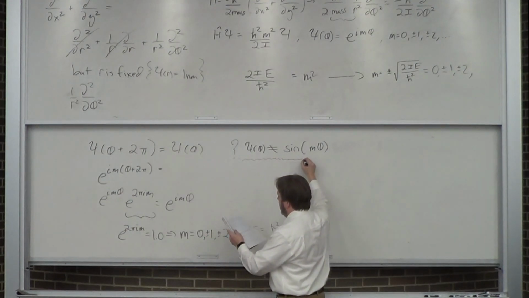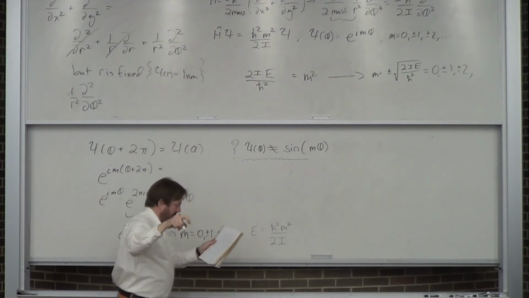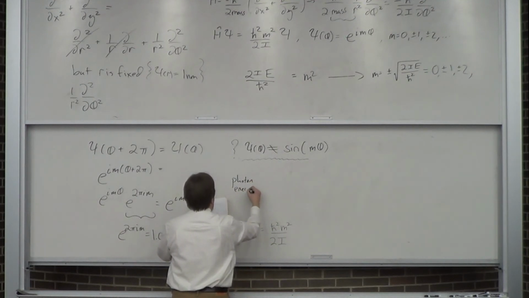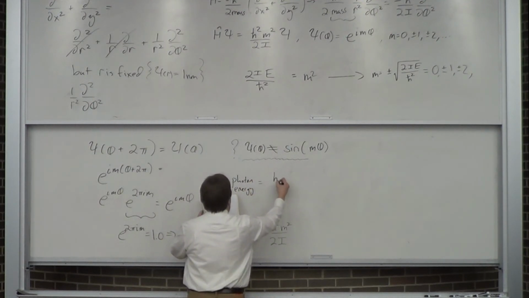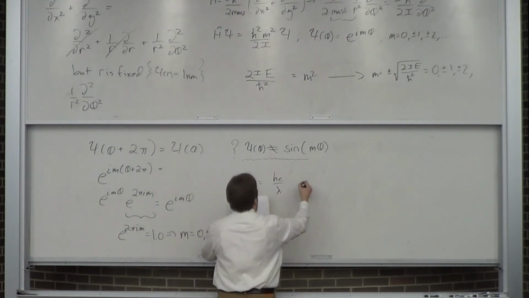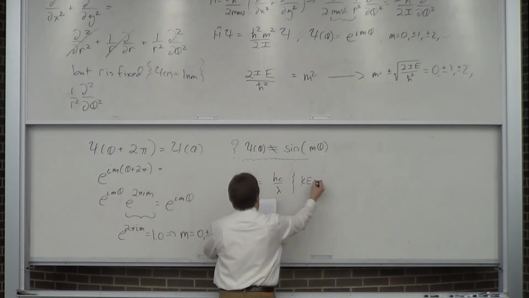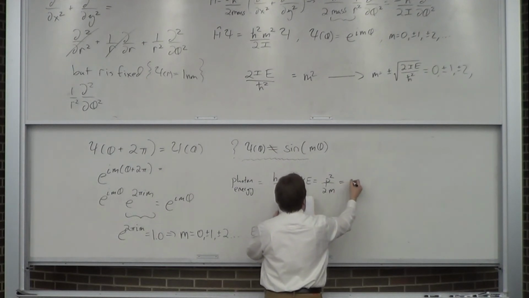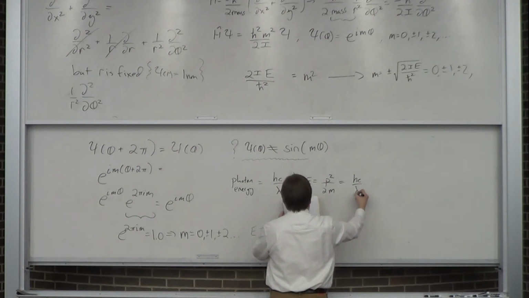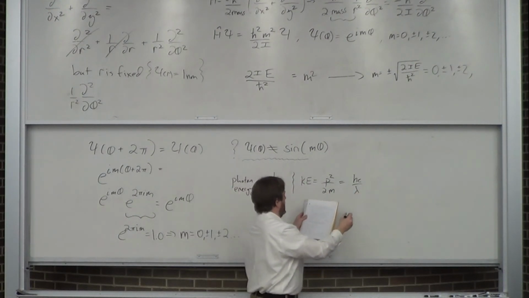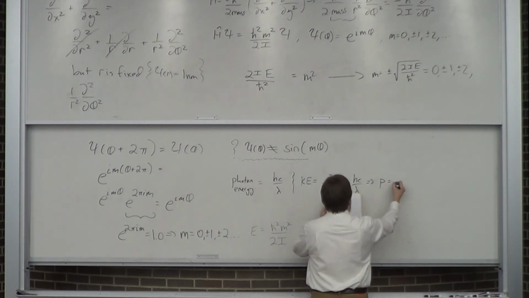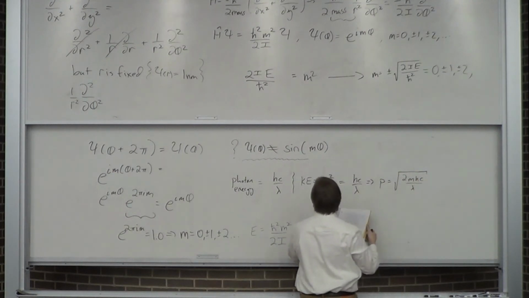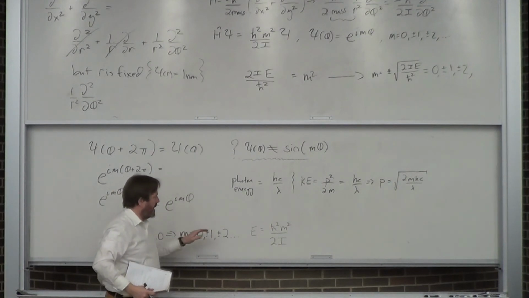Okay, now I have to go back to a free wave. But let me remind you that a photon energy is hc over lambda. Now, kinetic energy is p squared over 2m. And if we're talking about that free wave particle absorbing the energy of a photon, then the momentum imparted is the square root of 2m times hc over lambda.